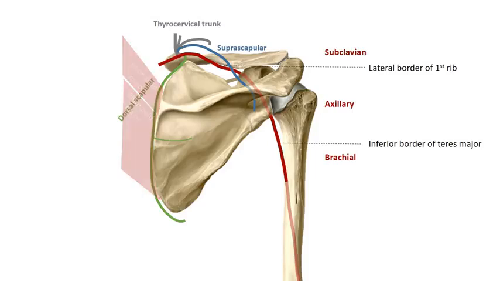We will now look at a branch of the axillary artery. This is the subscapular artery. This branches almost immediately into the circumflex scapular artery and the thoracodorsal artery.